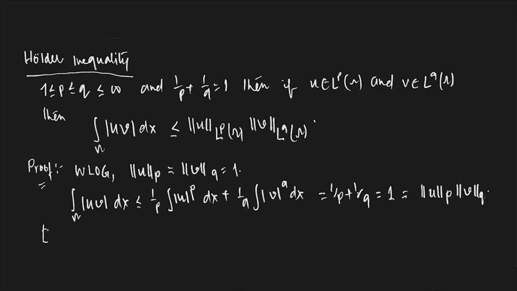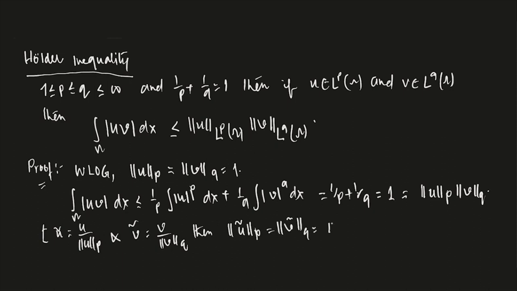Because you see, if you take u and v to be any arbitrary functions in L^p and L^q, you can actually assume u tilde to be u by norm u p and v tilde to be v by norm v q, and then you see that norm of u tilde p and v tilde q is 1, right? And for this u tilde and v tilde, this inequality is true. So when you put it there, then you will get this inequality, right? Okay, so that's your Holder inequality.